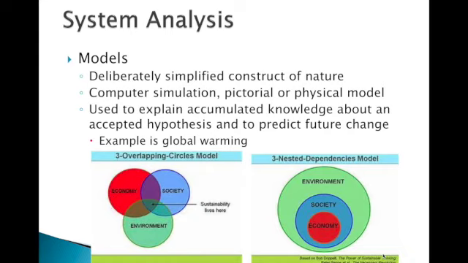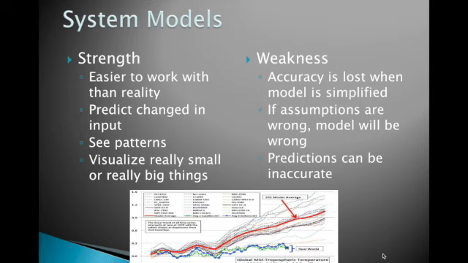The strengths of models is that they're easier to work with. You can predict change, you can see patterns, you can visualize really big, hard to understand things like climate change. The weakness is that accuracy is lost if the model is too simple. And the model is only as good as the data that you're putting into it. If somewhere your data is flawed or your idea is flawed and you build your model around that flawed principle, then your model itself isn't going to be accurate.